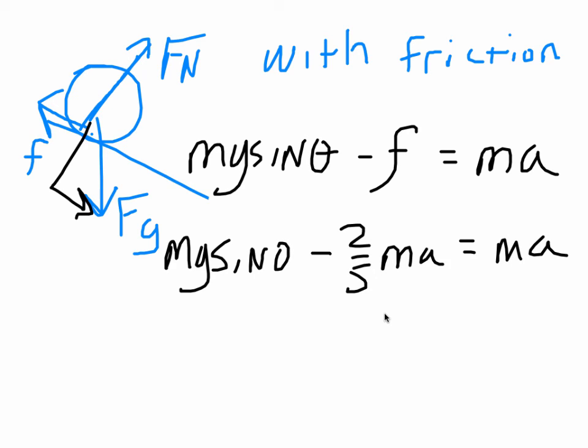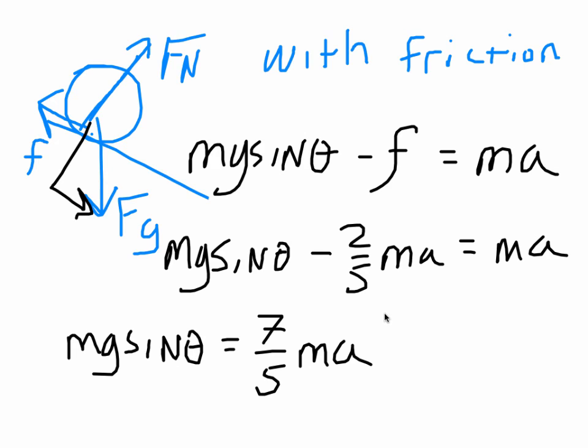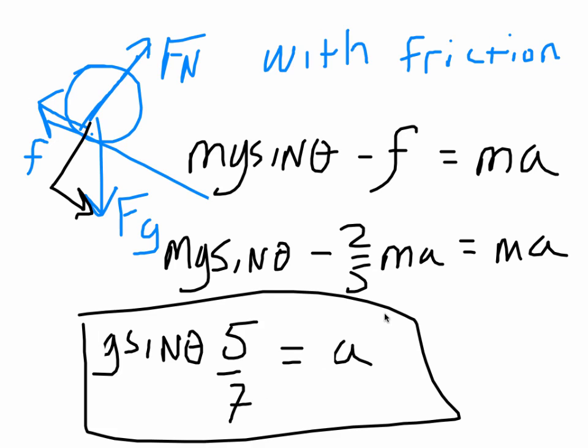So we've got mg sine theta minus 2/5 ma, for the force of friction, equals ma. Let's get all the masses and accelerations together. Combining 1 ma and 2/5 ma gives you 7/5 ma. Again, we can cross out the masses and solve for the acceleration, and the acceleration ends up being 5/7 g sine theta. So when there was no friction around and it just slipped down the track, the acceleration was just the old-fashioned g sine theta.